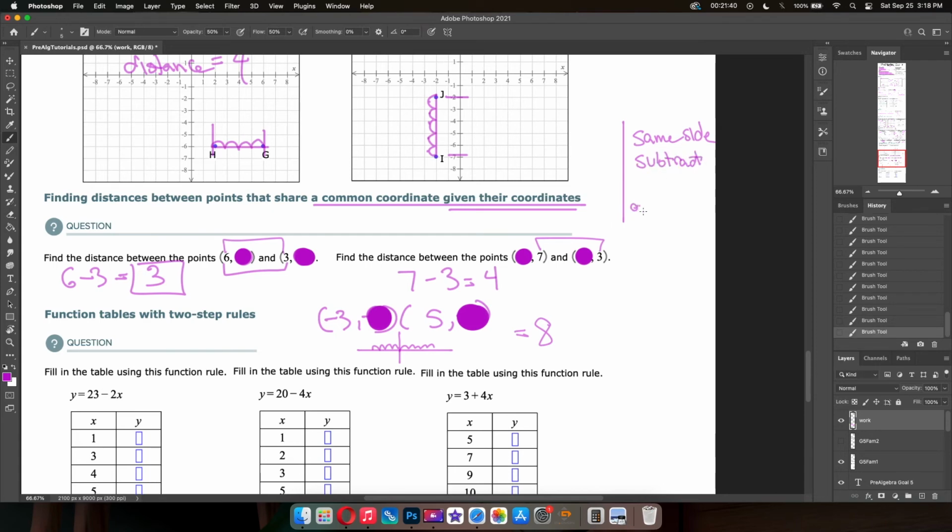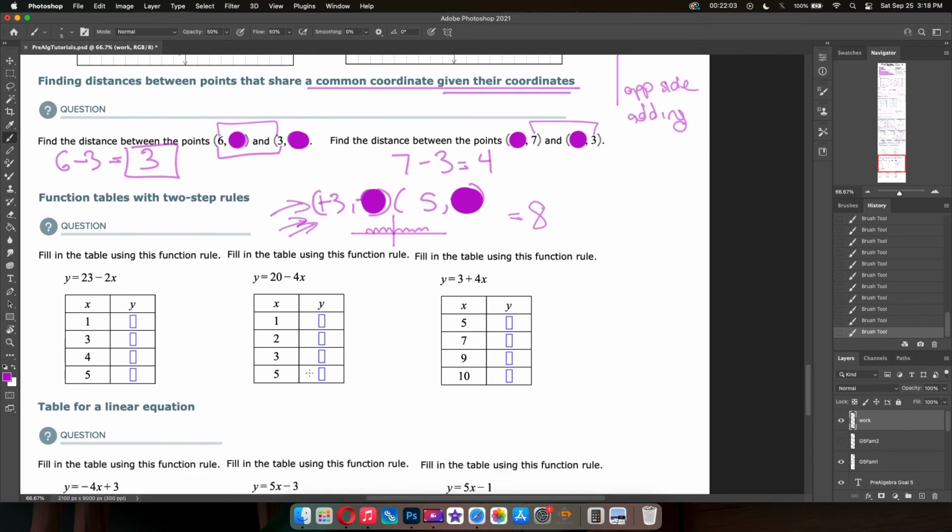If you are on opposite sides of the axis, like this one right here that made my brain go absolutely nuts, what you're doing is you're going to be adding. So what is 3 plus 5? And that's what gave me the 8. My brain really did not process that, and it must be because I've been working on making videos for... This is my 9th hour, so we're doing well.